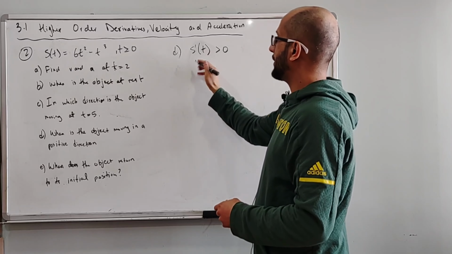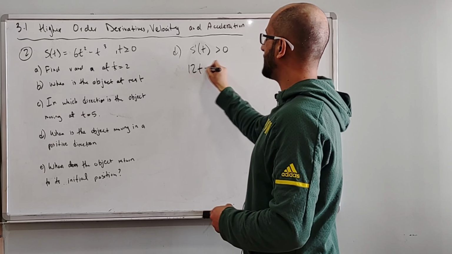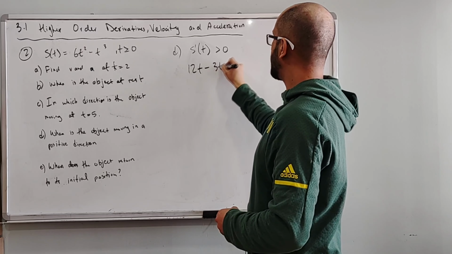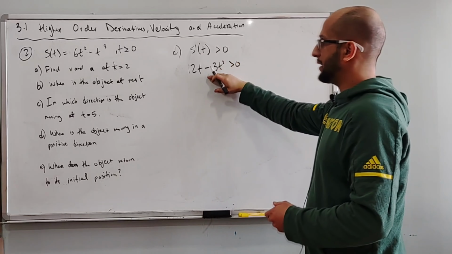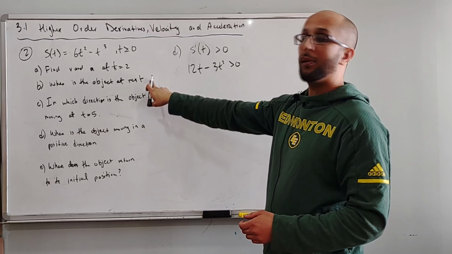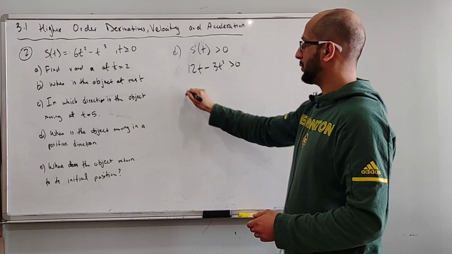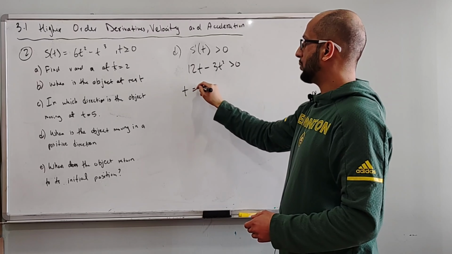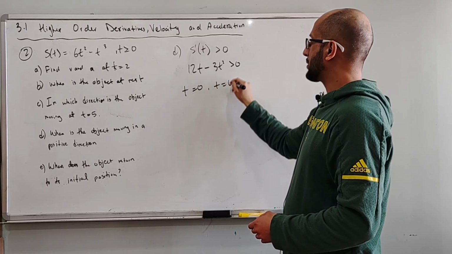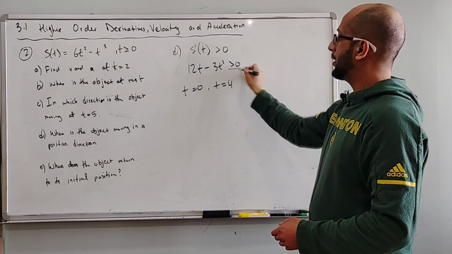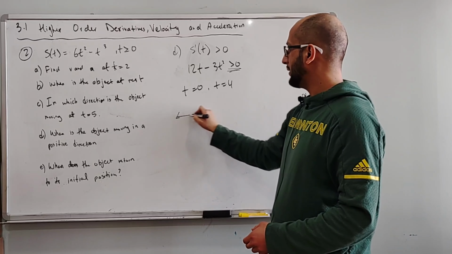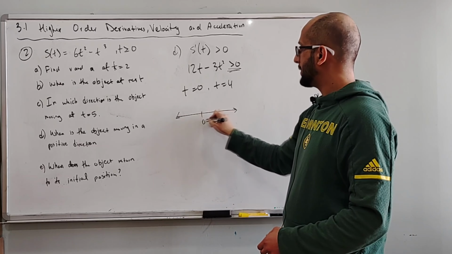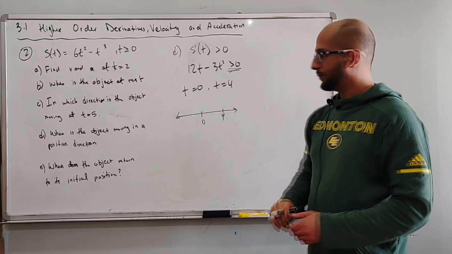Recall that the derivative of this function is 12t minus 3t squared, and we want it greater than 0. We've already done this question when the object is at rest. So we know that the two answers are at t equals 0 and t equals 4 if we were to solve this. What do we do when there's an inequality? We're going to have to make a number line, 0 and 4.